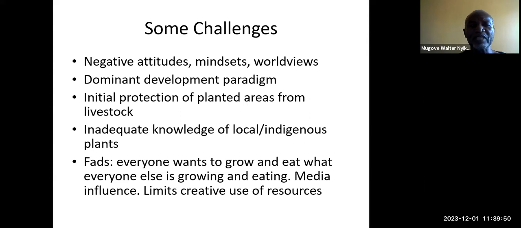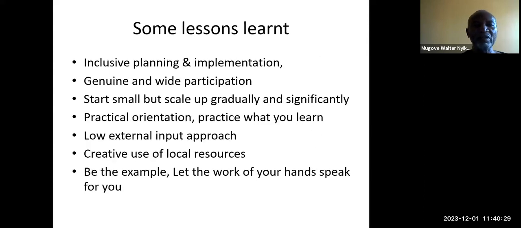Then, coupled to that is the development paradigm, this industrial model of development, which is in people's minds. And another challenge is the initial protection of planted areas from livestock, and also limited knowledge of indigenous plants. So these are minor challenges, but the biggest one is that of the mindsets of adults.